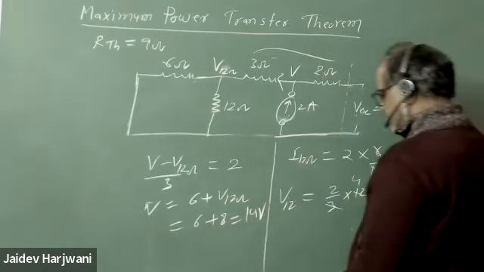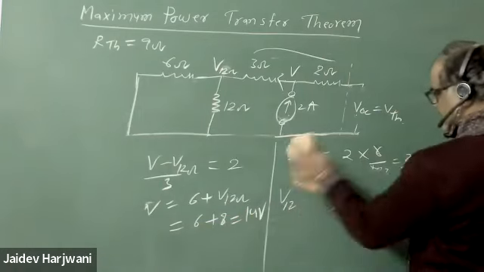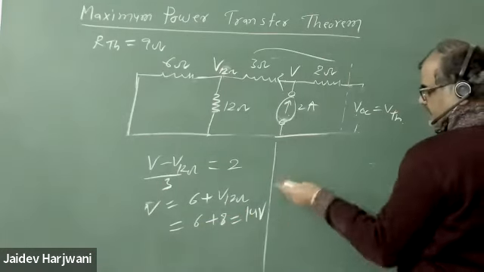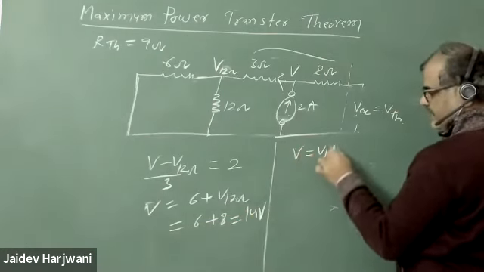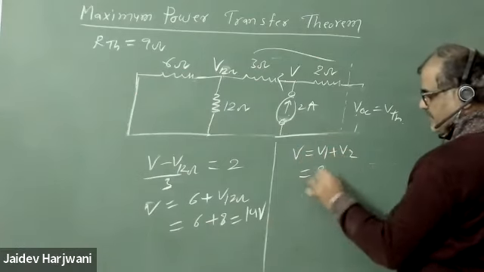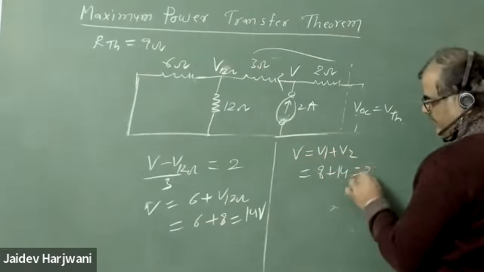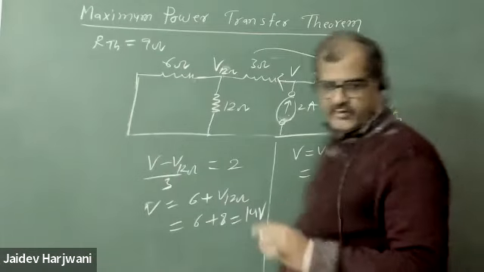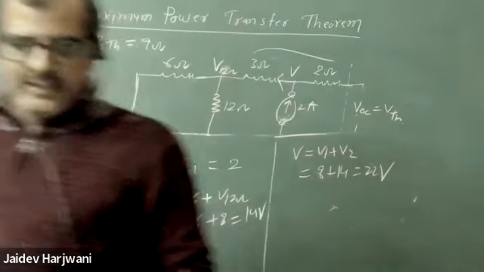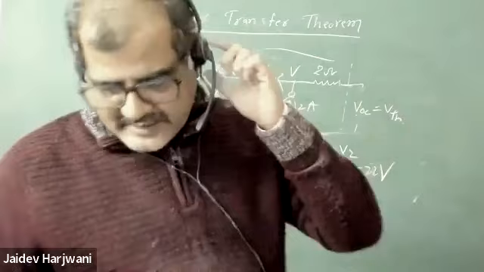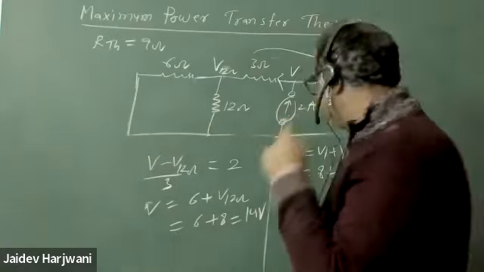So I can write my total V equals V1 plus V2, that is 8 plus 14, which is 22. So this is the correct answer. 22 is correct. You can calculate this by some other method also.